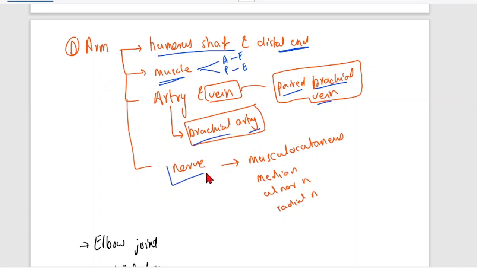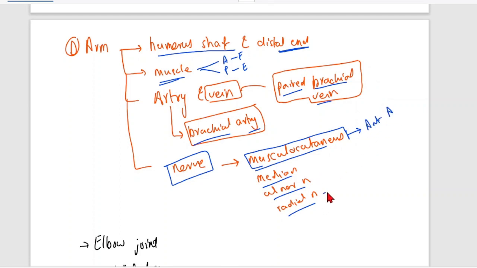Now the next thing is the nerves. The nerves are the musculocutaneous nerve, median nerve, ulnar nerve, and radial nerve. These all nerves are present in the arm. Only the musculocutaneous nerve supplies the biceps, the anterior compartment of the arm, and the radial nerve supplies the posterior compartment of the arm.